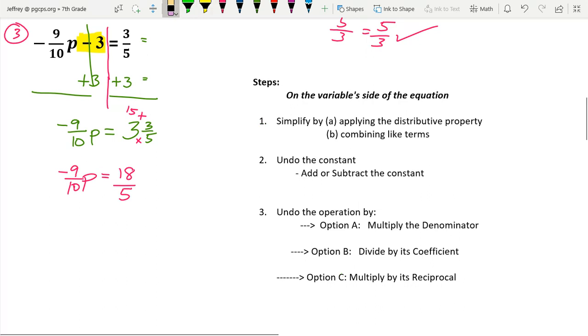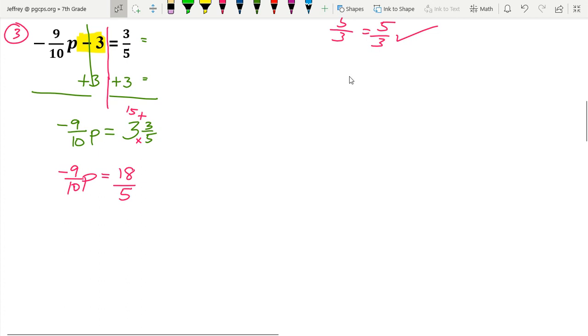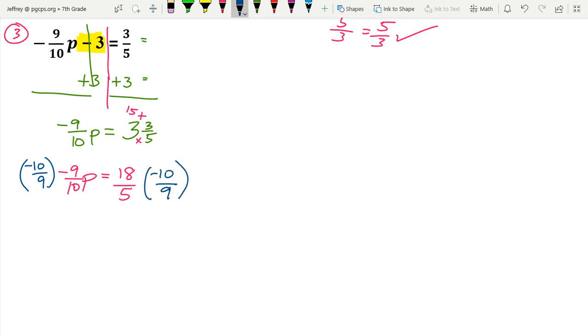Now, let me delete this part right here so I have more space to work on. Okay, so now let's try to use the reciprocal. We're going to multiply by negative 10 over 9. Reciprocal means we flip it. We have negative 10 over 9. Now, these two will simplify into 1, right? That's going to be just 1p.